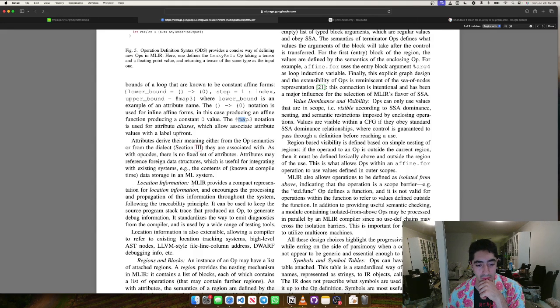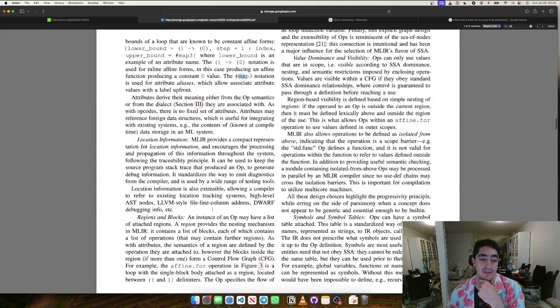Location information. MLIR provides a compact representation for location information and encourages the processing and propagation of this information throughout the system, following the traceability principle. It can be used to keep the source program stack trace that produced an operation to generate debug information.